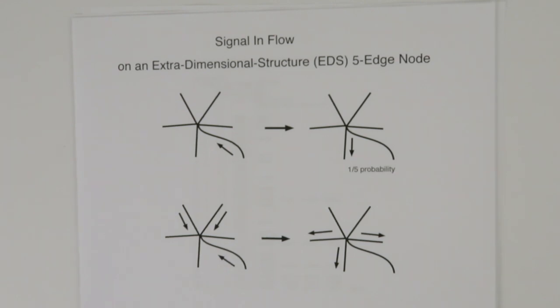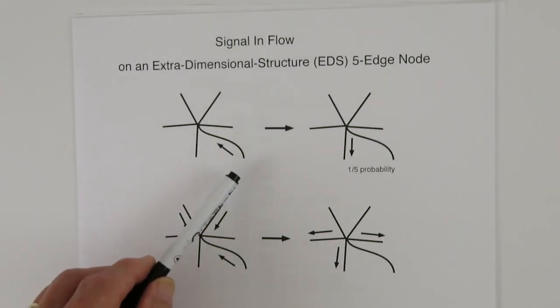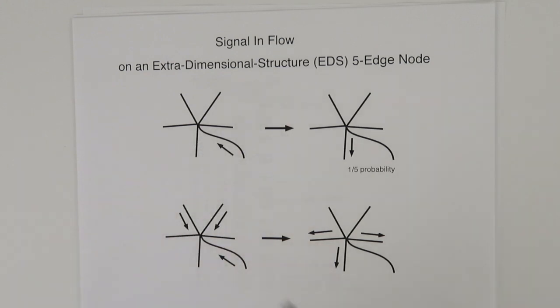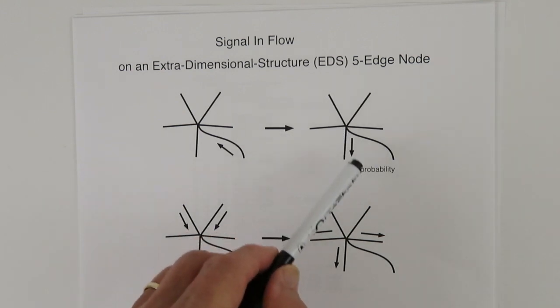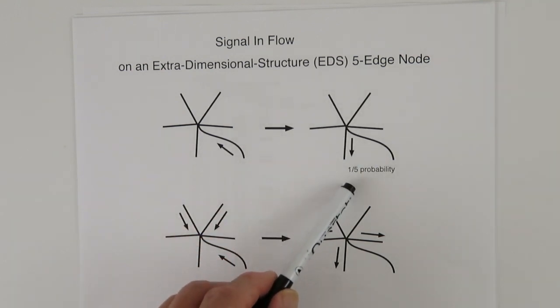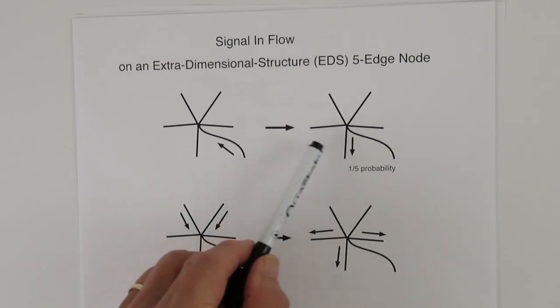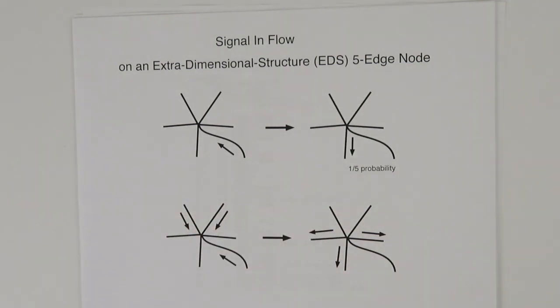So in the same way that signals flow out of the fabric being the 5 edges coming into the 5-edge node here, we can have a signal entering the 5-edge node via the EDS edge. And the question then is, where does that signal go? And one could say with 1/5 probability it goes in this direction, and then the same probability for the other directions at the 5-edge node.